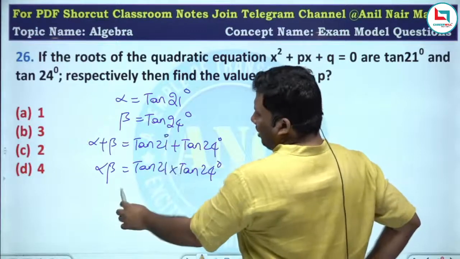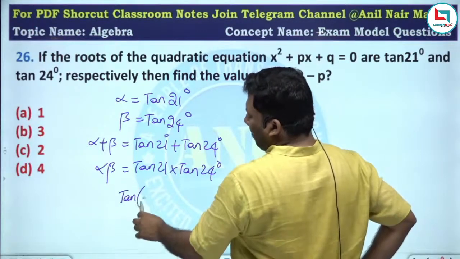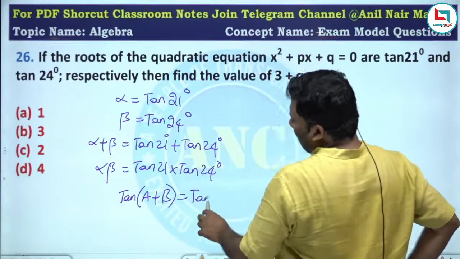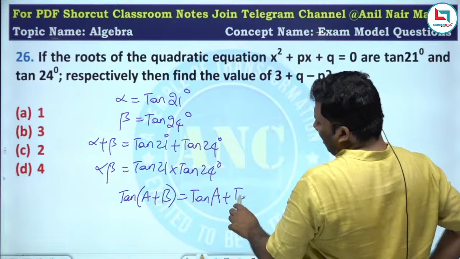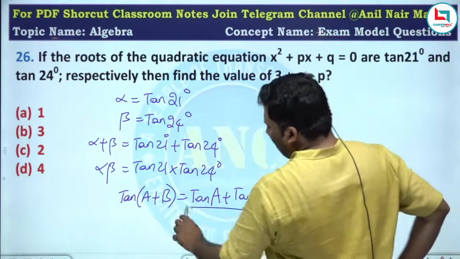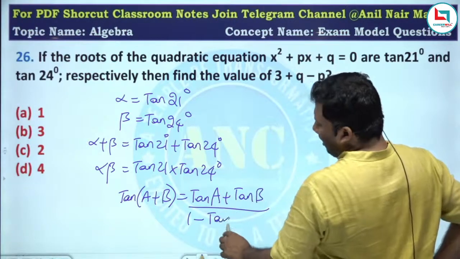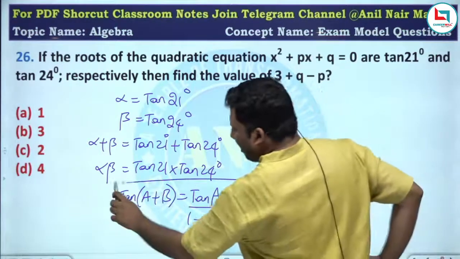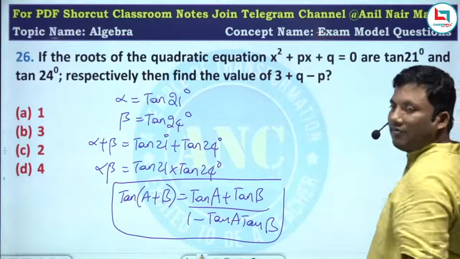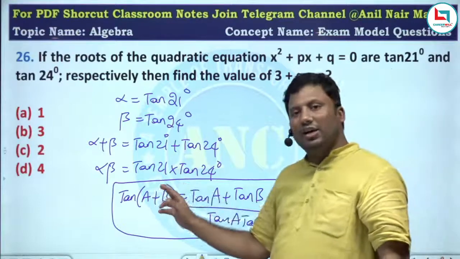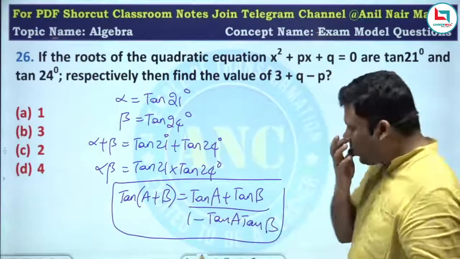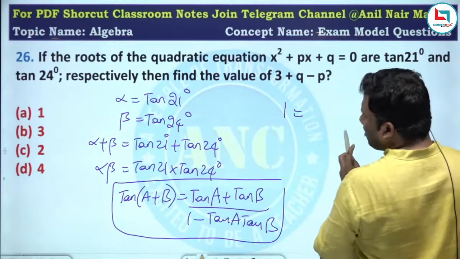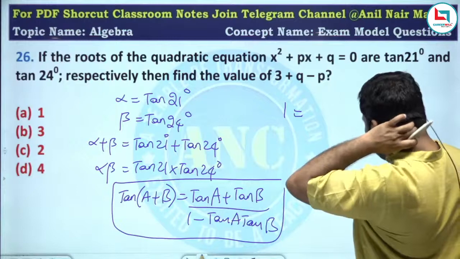We all know this concept. Tan of A plus B is equivalent to tan A plus tan B divided by 1 minus tan A tan B. If you know this identity, then the question will become very easy. A is 21, B is 24. Tan of 21 plus 24 is tan 45, which is 1. That equals tan A plus tan B divided by 1 minus tan A tan B.